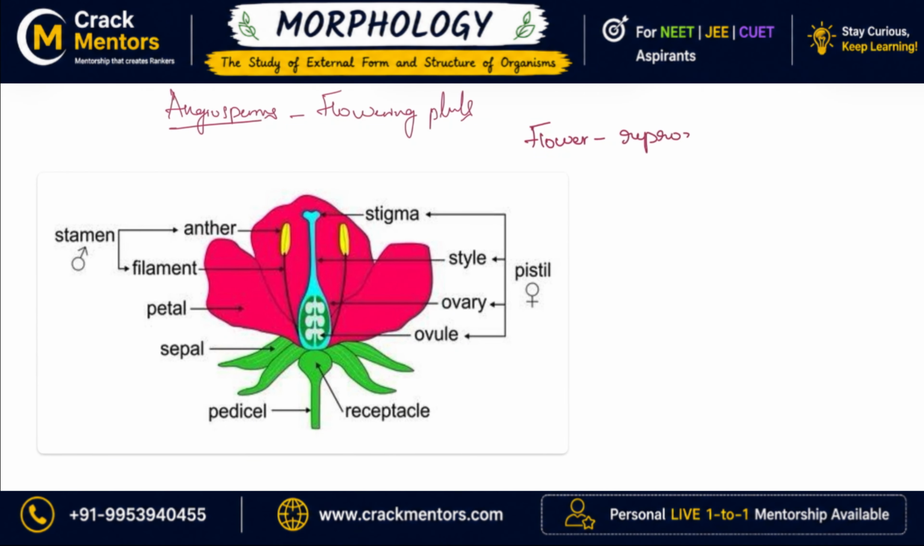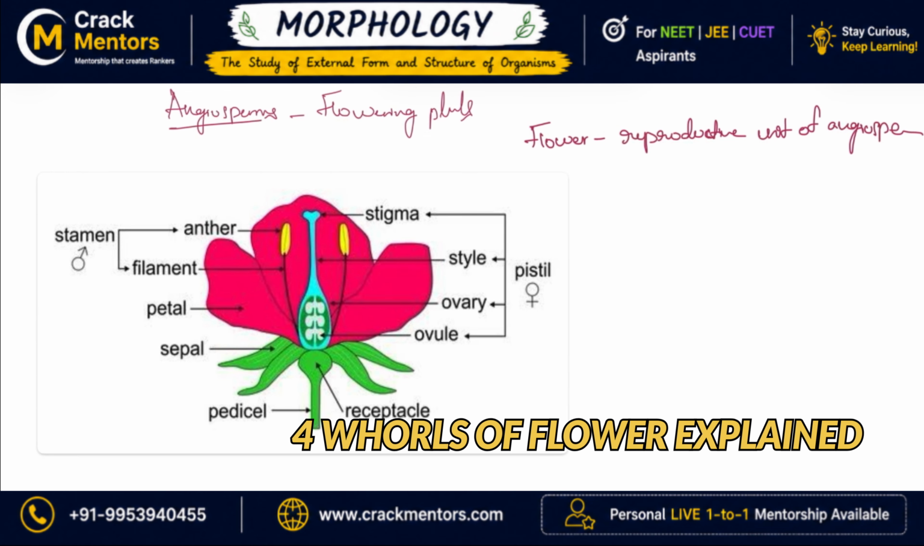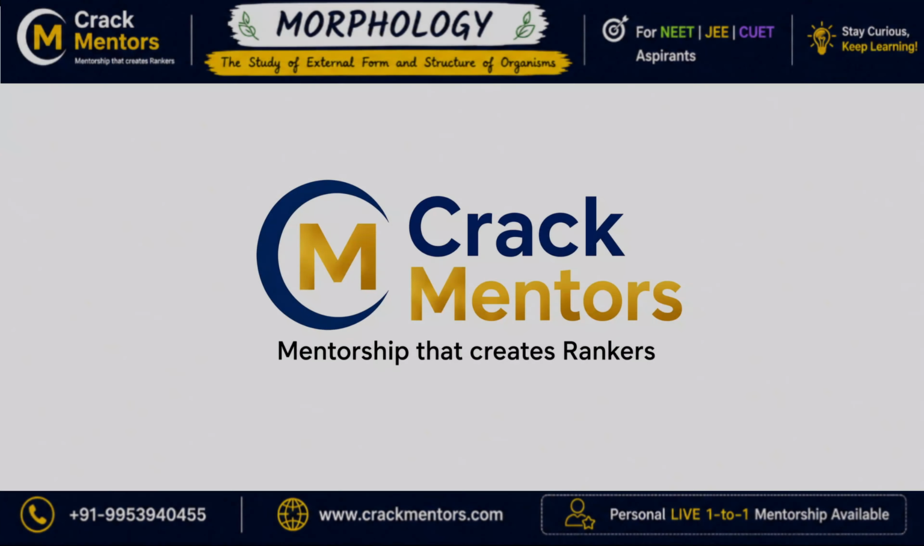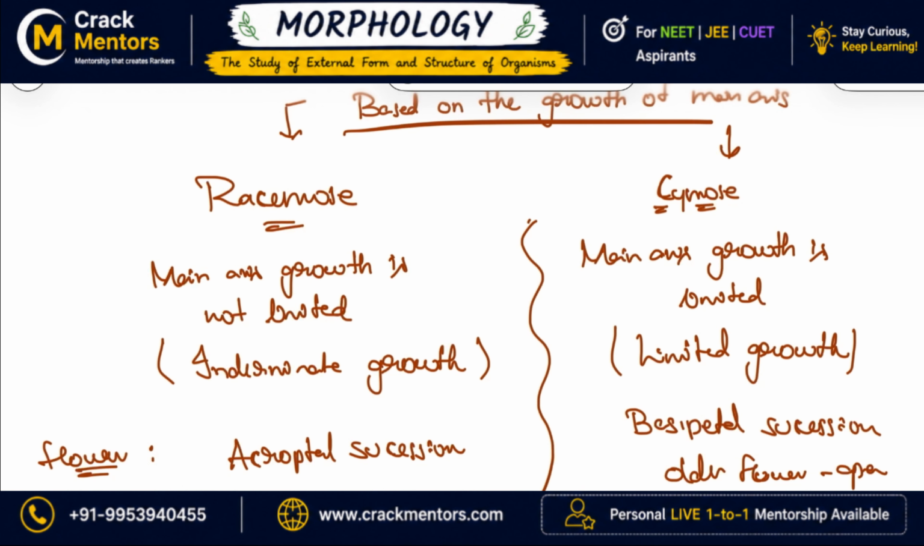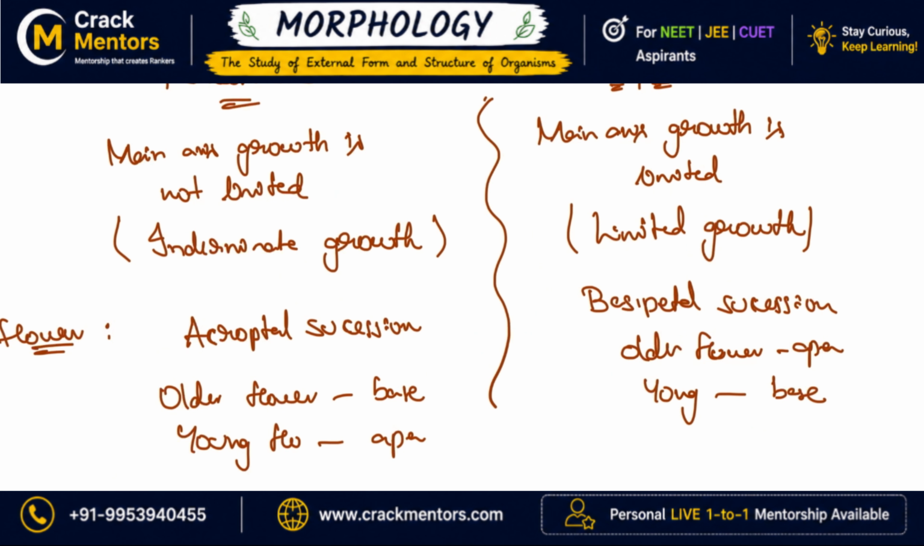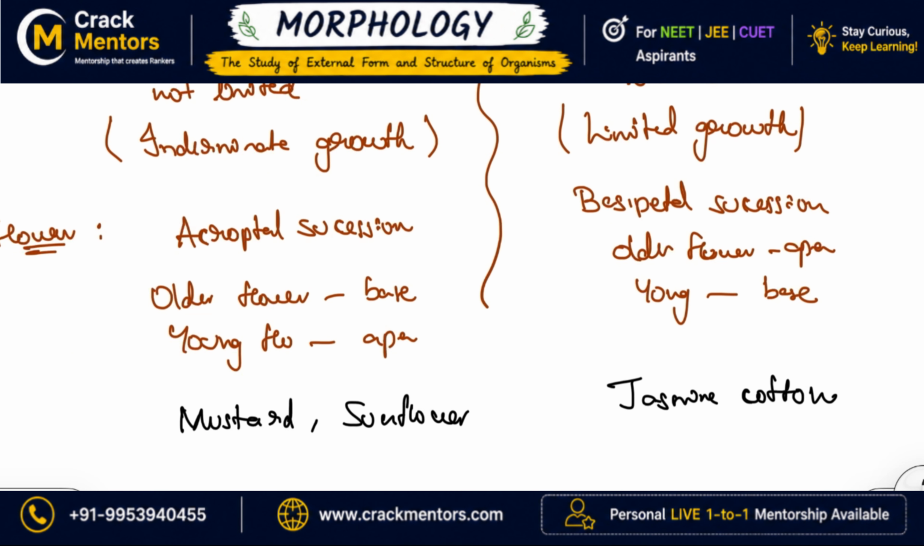Flower is the reproductive unit of angiosperms. Their function is to perform reproduction. And sunflower. And the examples of cymos are jasmine and cotton.